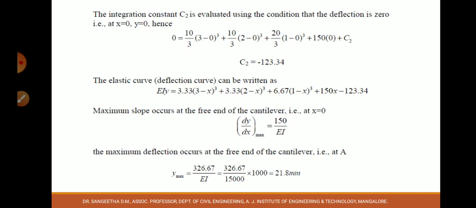We also know that in a cantilever beam, maximum slope occurs at the free end. Maximum slope occurs at the free end of the cantilever, that is at x is equal to 0. Substitute the terms, so you will get dy by dx max.